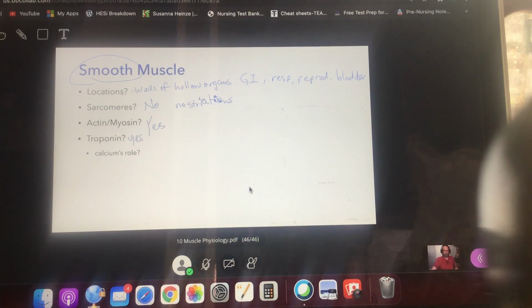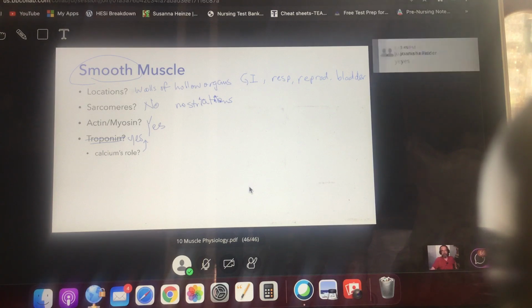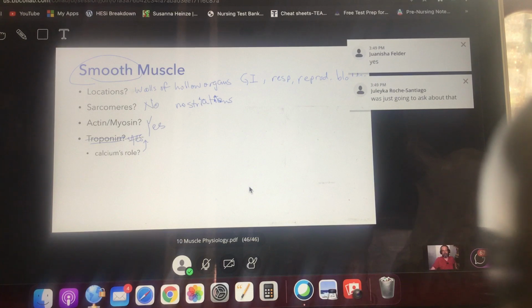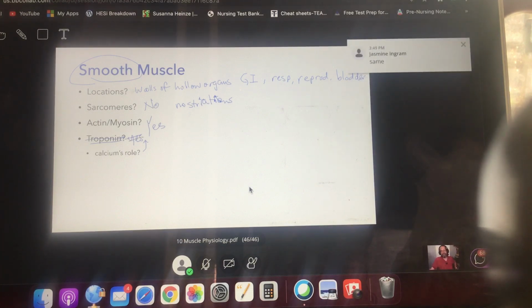Calcium's role? It's a little bit different, but the most important thing to remember about calcium's role is it doesn't bind to troponin. Now, your lecture notes say there is no troponin. Troponin is not attached to tropomyosin, so there's no direct connection between the whole pathway. It's not that the cells have no troponin, they just don't use it for contraction.